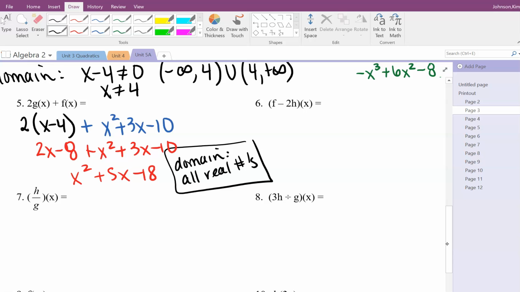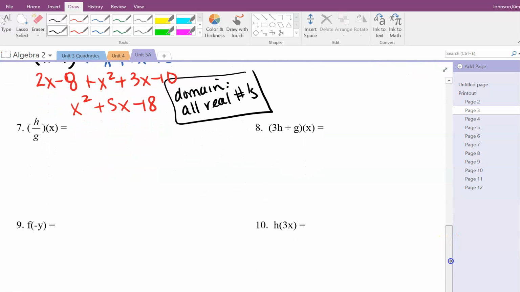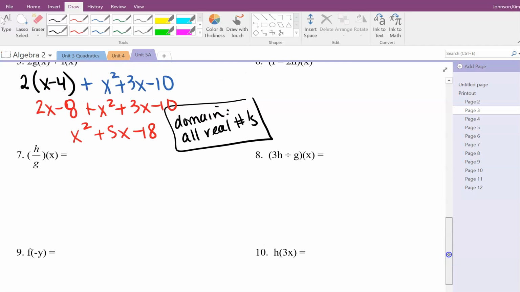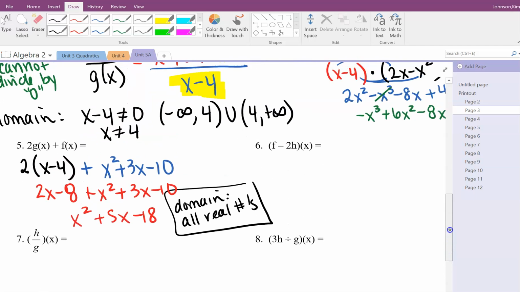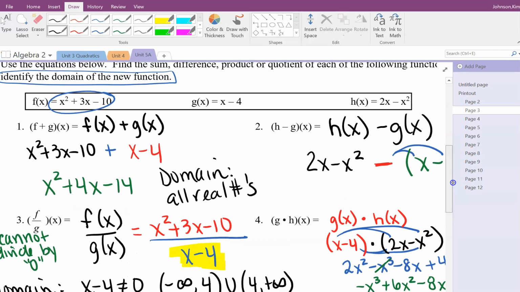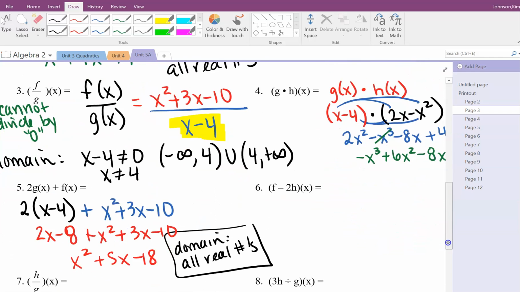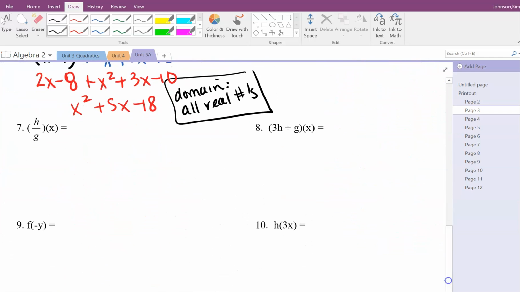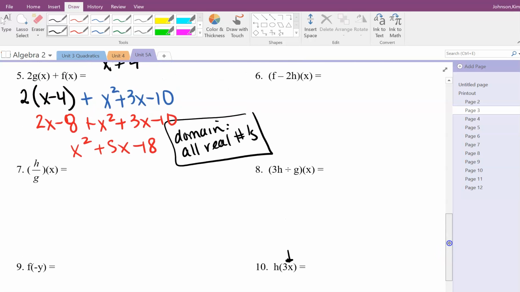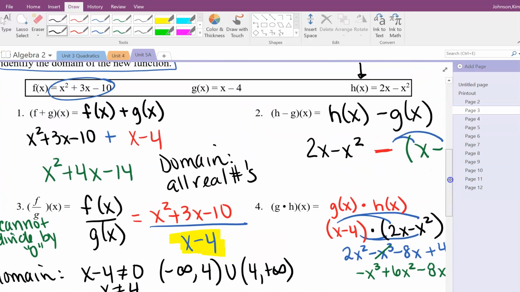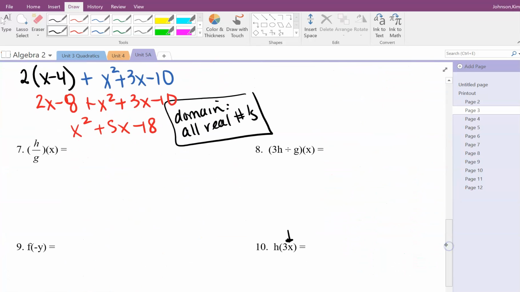All right, let's do one more example and then call it a day. I actually like number 10. Number 10 says find h of 3x. So I'm looking at h of x, and if I want to find h of 3x, that means I'm going to replace all of the x values with the quantity 3x. So I'm going to rewrite h of x down here because I need to look at it at the same time. So h of x was 2x minus x squared.